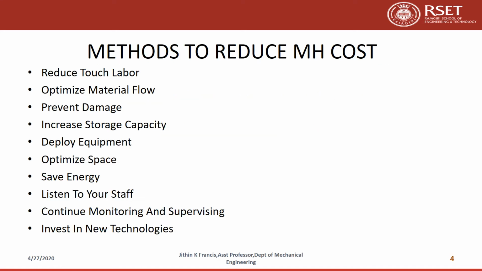Now what are the methods to reduce the material handling cost? In order to discuss the methods to reduce the material handling cost, we have to see the following few steps. That is, reduce touch labor, optimize material flow, prevent the damage, increase storage capacity, deploy equipment, optimize space, save energy, listen to your staff, continue monitoring and supervising, and finally invest in new technologies.